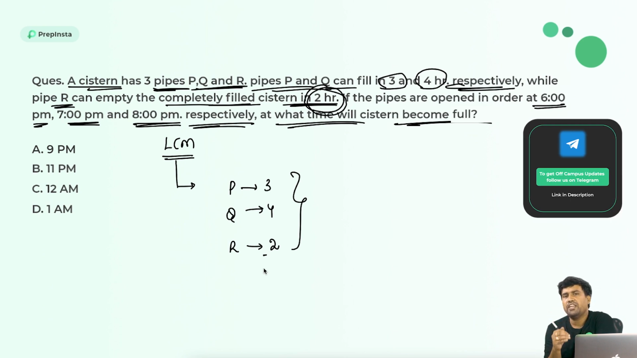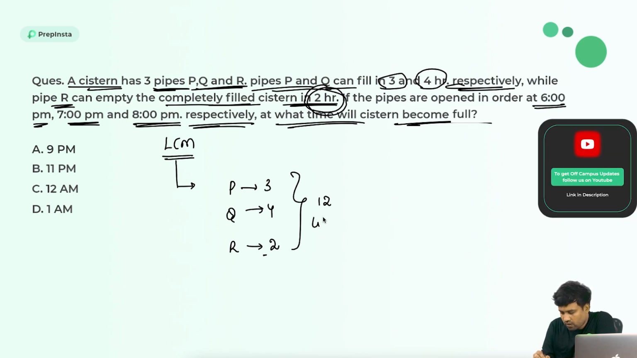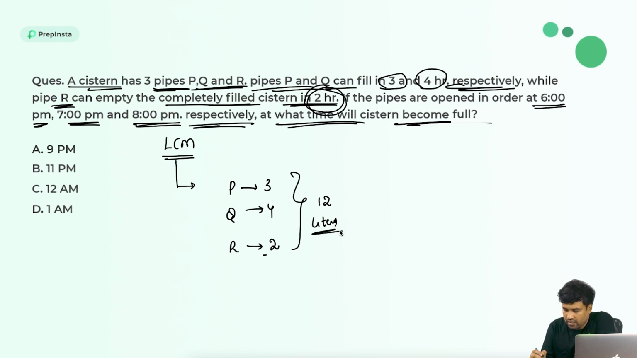What is the LCM of 3, 4, 2? The LCM is 12. So you have to consider the system's capacity is 12 liters. That's it. The LCM will become the capacity of the system. And how many liters per hour can pipe P fill? The total 12 liters is completed in 3 hours, which means per hour it will fill 4 liters. And pipe Q will fill 3 liters.